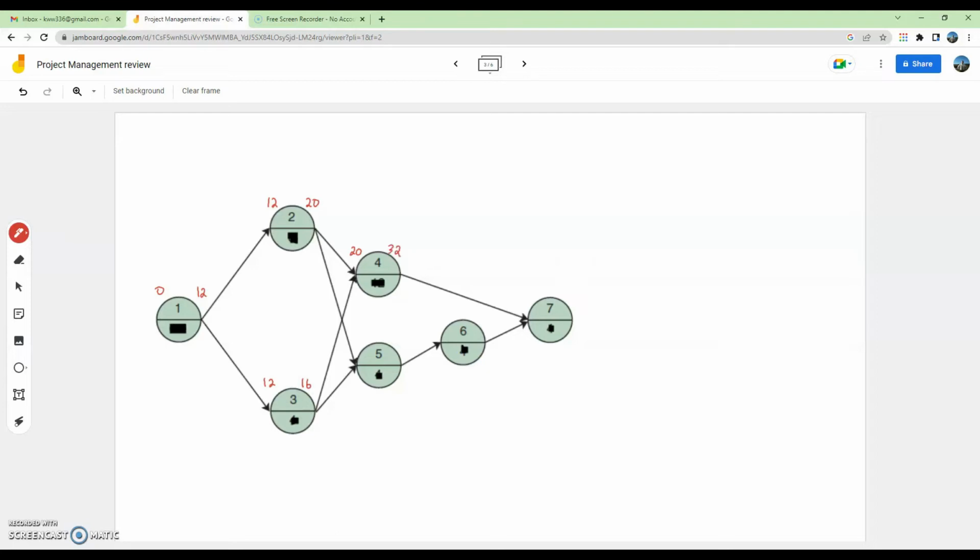Activity 5 must also wait until both activities 2 and 3 are completed. So the earliest they can start is after activity 2 at week 20. And that takes 4 weeks. That's 24. Activity 6 follows that, so it's activity 4 to 28. Activity 7, the earliest activity 7 can start is after activities 4 and 6. So it has to wait until activity 4 is completed. So activity 7 will start at 32 and go to week 36. So the project time is 36 weeks.